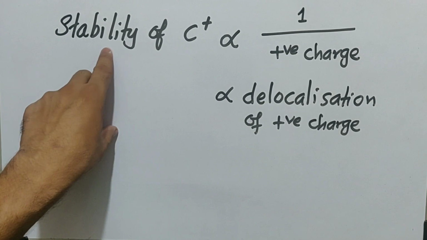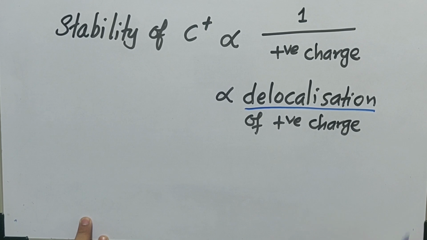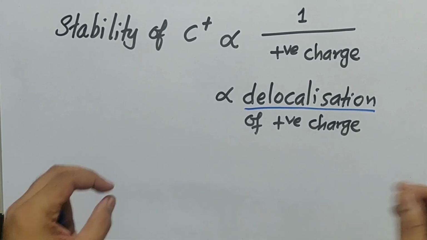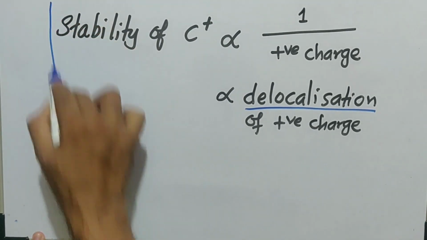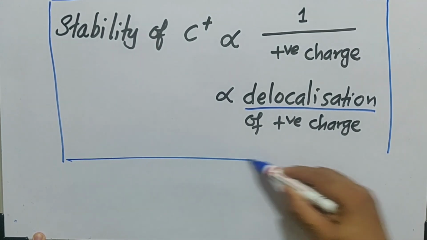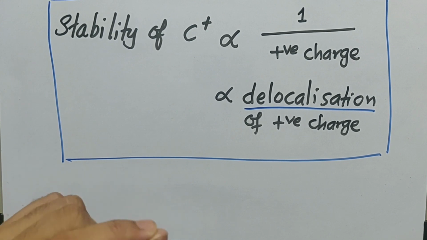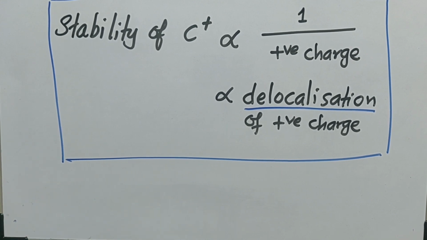Also, the stability of carbocation is proportional to delocalization of positive charge, meaning the position of the positive charge will be changed constantly. By these two factors, the stability of carbocation increases. If the positive charge is localized on a particular carbon, there is no possibility for changing the positive charge, then stability will be decreased, since the chance of attack of oppositely charged species increases.